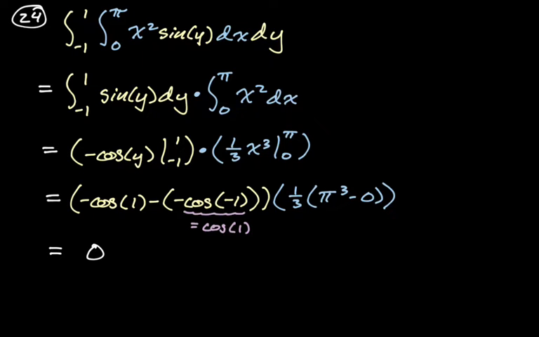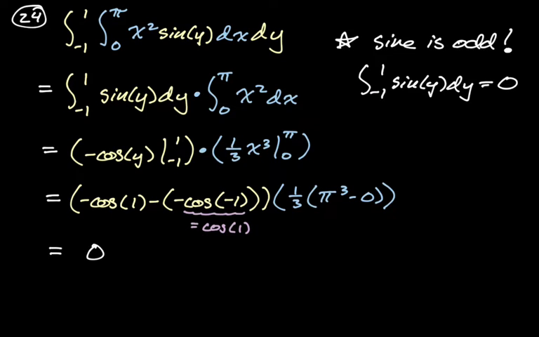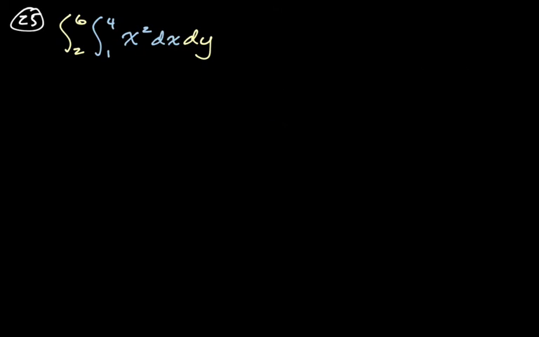Could you have known this ahead of time? You could have, because if you look at the first step where I split it into two integrals, sine is an odd function, and you're integrating it on symmetric bounds, from -1 to 1. If you integrate an odd function on symmetric bounds, you are going to get 0. So we could have known going into it that this was 0 and skipped pretty much all of the work. But that's one of those things that I tend to notice after the fact. All right, let's look at the next one.